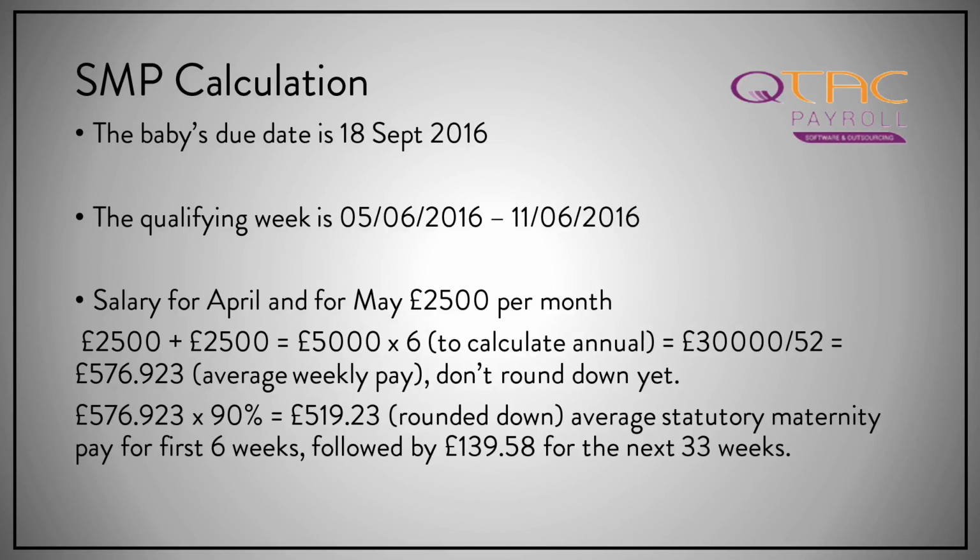It is important that when you do SMP, you do not round down at this stage. Therefore, you take the 576.923, you times it by 90% because the statutory rules say she's entitled to 90% of her average earnings over that period. At this stage, you round it down. And 90% of that equals £519.23, which gives her the average statutory maternity pay for the first 6 weeks.